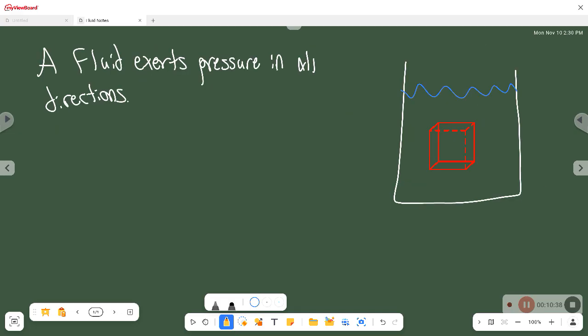Moving on, now we're going to talk more about pressure from fluids, okay? So a fluid exerts pressure in all directions, right?